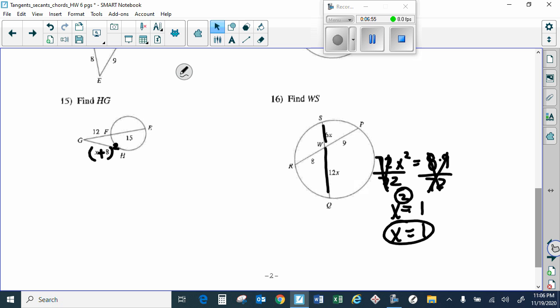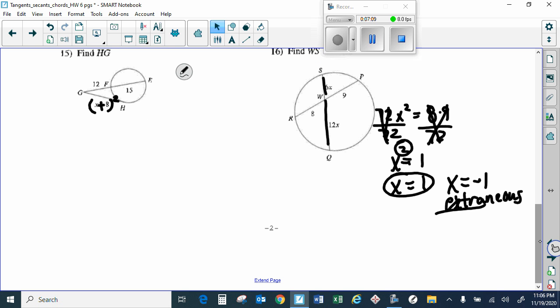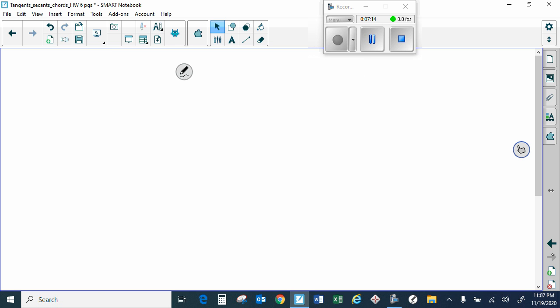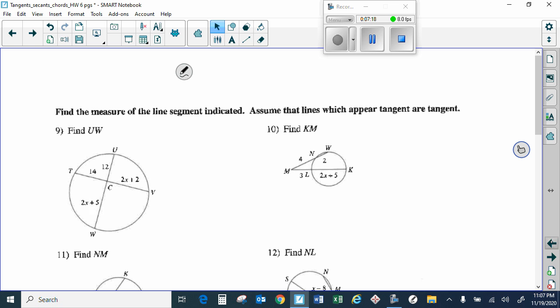So x equals 1. And as we've talked about before, x equaling negative 1 is called an extraneous solution, or extra. You write out the word extraneous, and obviously, you see the key word there is extra. So remember this for algebra 2. You're going to have extraneous solutions in algebra 2 as well. Okay, that looks like that was it. That was page 6 then.